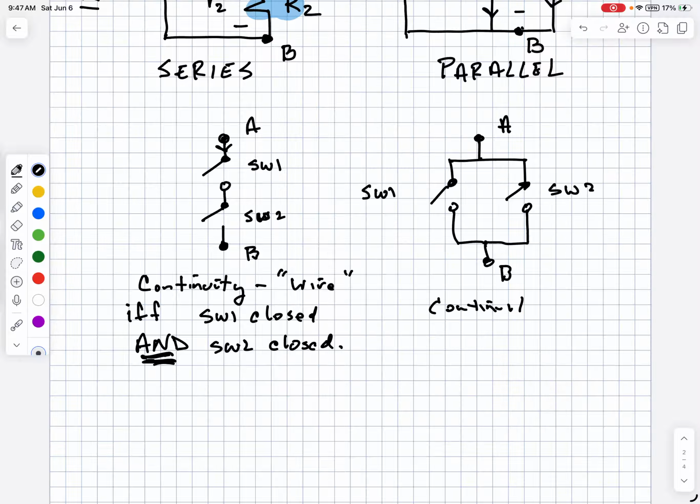Continuity, in this case, happens when switch 1 is closed or switch 2 is closed. So the parallel case gives you the logic function OR. We'll be using this to configure circuits using transistors to build up logic gates.